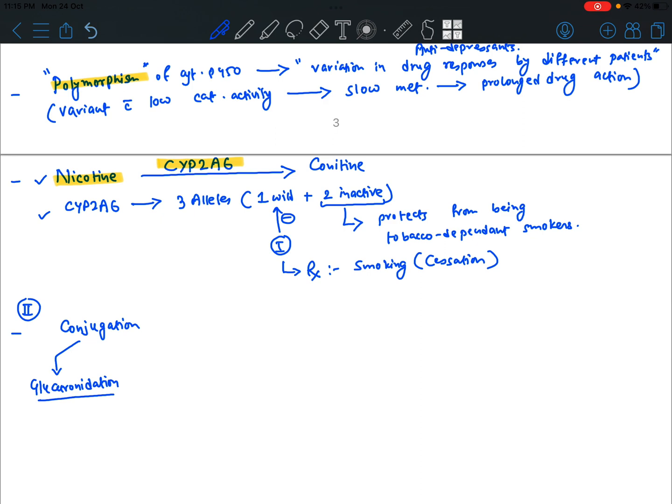Another way is, I should say, sulfation. Another way is with the help of GSH. So conjugation can be of these three types mentioned in Harper.